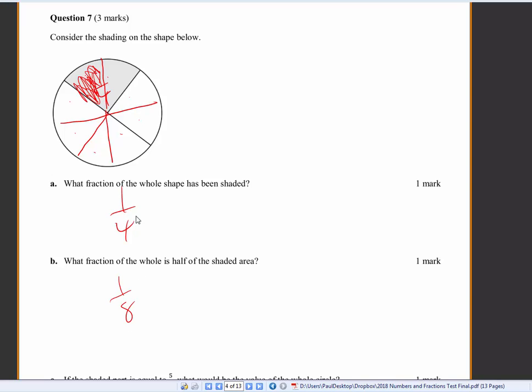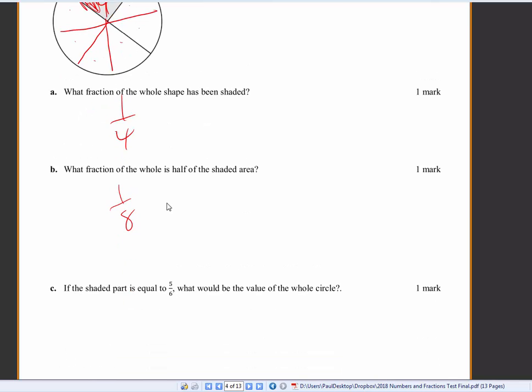Okay, you could have done that using the double the denominator rule, but I don't like that rule. I like to really see you guys understand this. So if you cut apart your shape there like so and got 1/8, that's good.